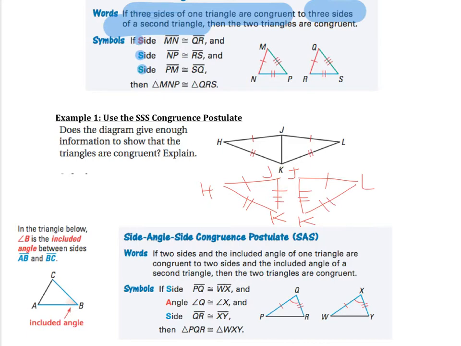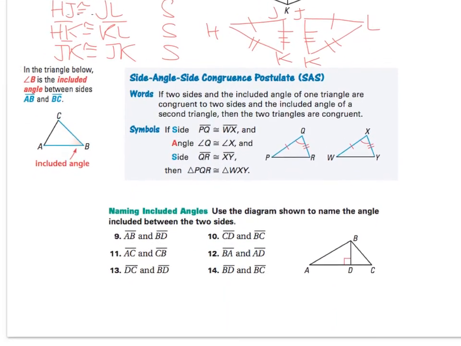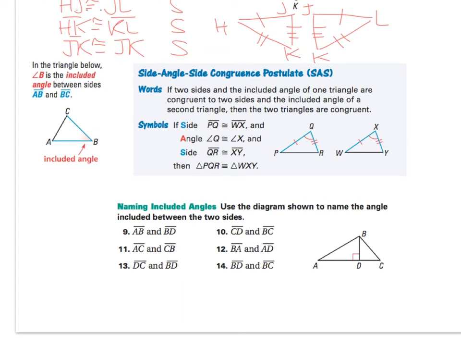So we do have, and we can write these over here, HJ congruent to JL, HK congruent to KL, and JK congruent to itself. Side, side, side. That's probably the easiest triangle congruence one to do, is the 3 sides.